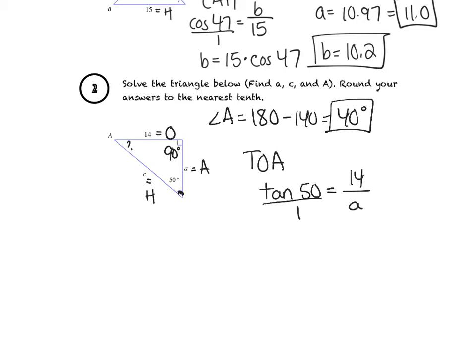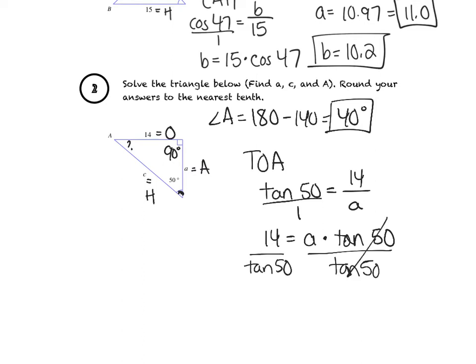So again, we're still going to cross multiply. You put the tan over 1 and watch what happens. We have 14 equals A times the tan of 50. Now, in order to solve for A, we're not done yet. We have to get rid of the tan of 50, so we're going to divide by the tan of 50 onto both sides, because that gets rid of it here.